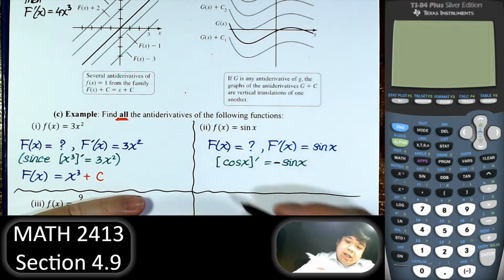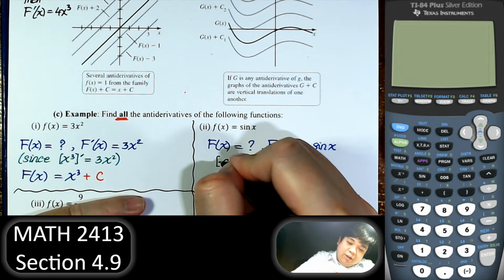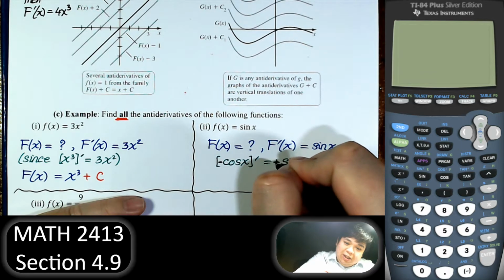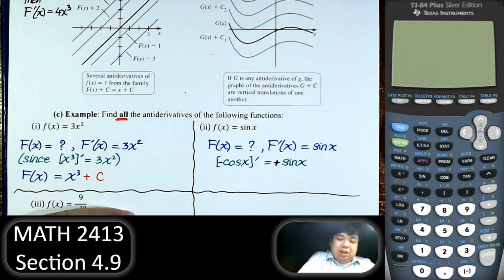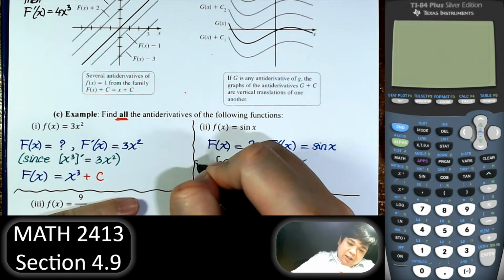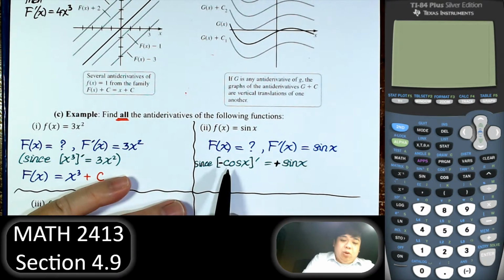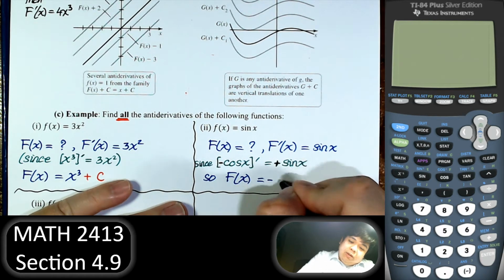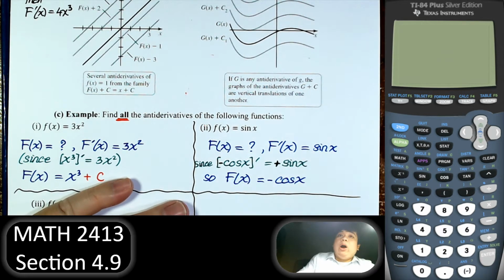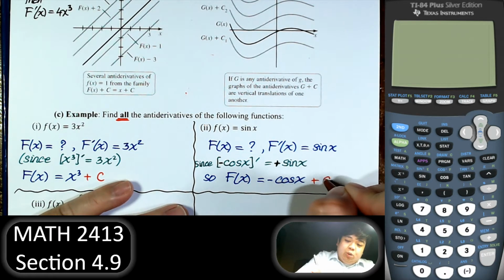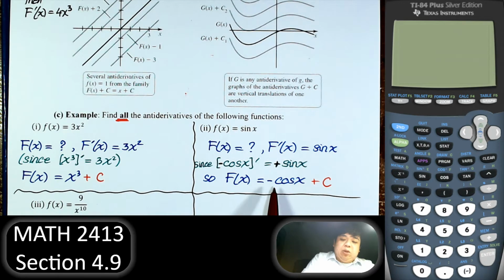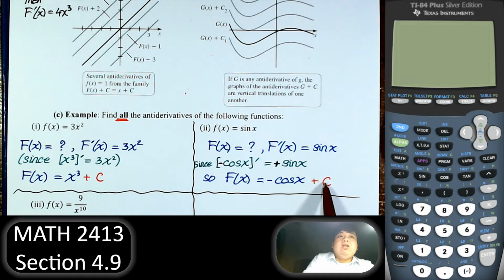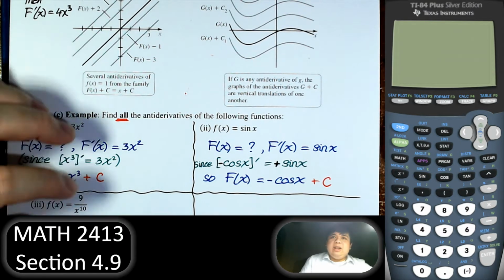So in that case, to guarantee this turns positive, we have negative cosine. We can turn that into a plus. Since the derivative of negative cosine is sine, we can say the function is equal to negative cosine of x. And if we want all the antiderivatives of it, we add a constant c. Then the derivative of negative cosine is negative sine, which is a sine. The derivative of constant c is 0. Right, so it's not that bad.